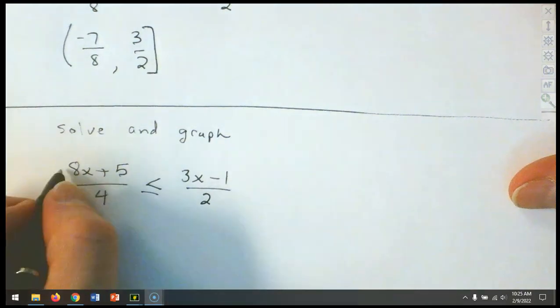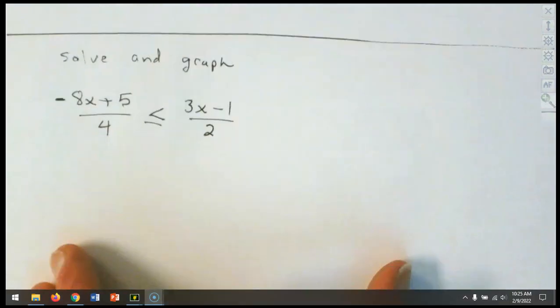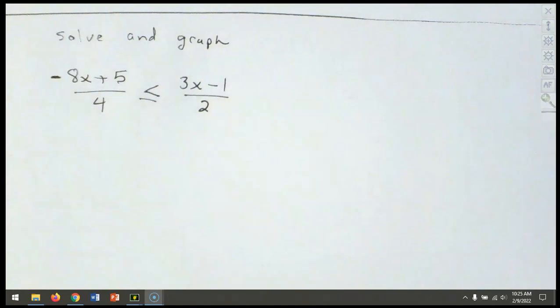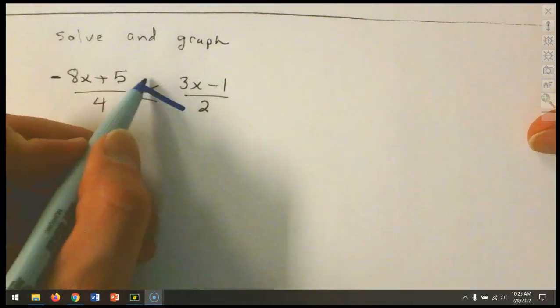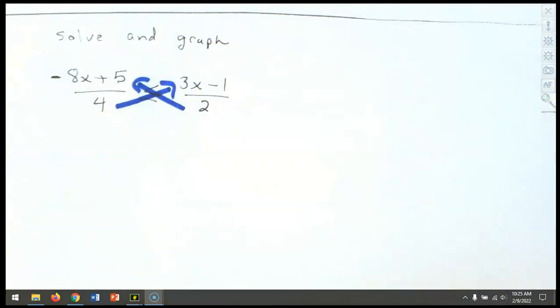And let's make that a negative right there. Make that a negative 8x plus 5 over 4. And then we've got less than or equal to 3x minus 1 over 2. Well, we're going to solve this. Now, we can clear the fractions the same way that we cleared fractions before. We can cross multiply. Nothing's going to change. We just simply cross multiply.